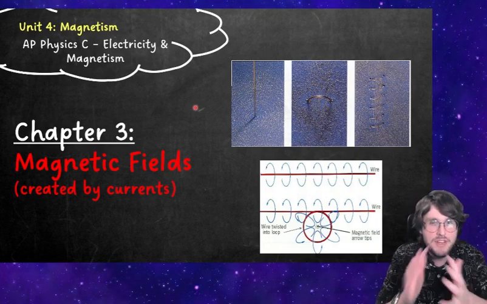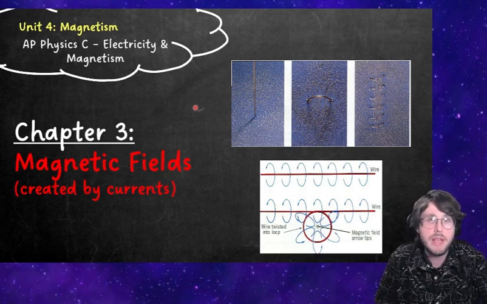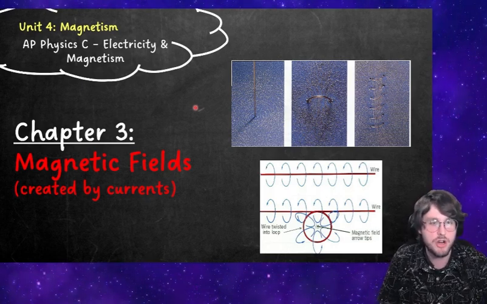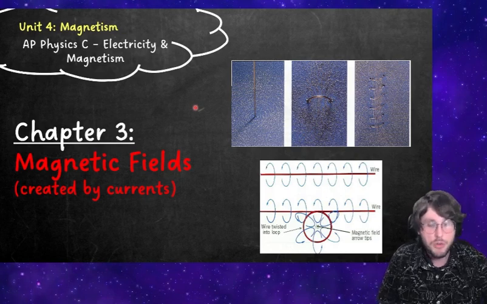There's a bit of a difference between the two, but they both play into exactly what causes magnetism in the first place, which is moving charges. So without further ado, let's get started.